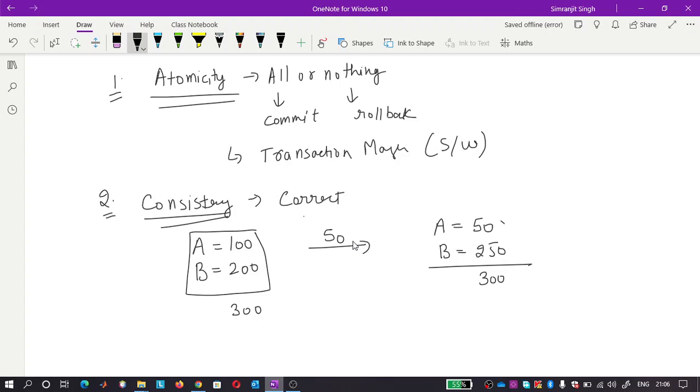Now this particular property is managed by the application or user programmer. This is the responsibility. I'm just writing down who is responsible for which particular property.